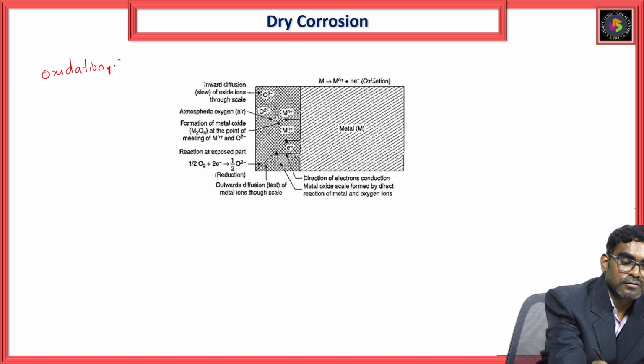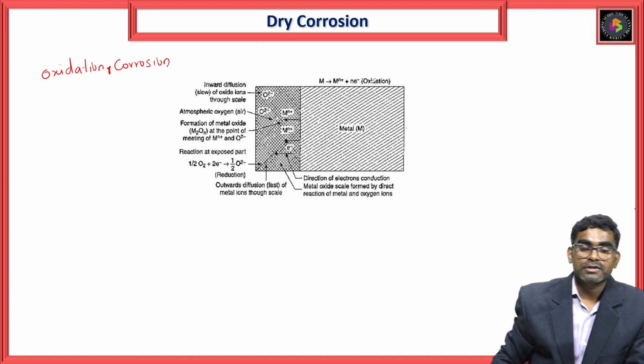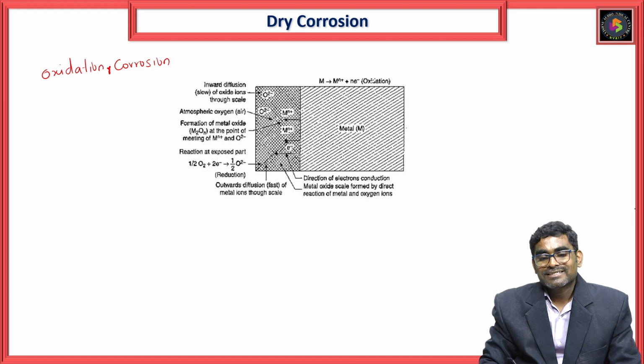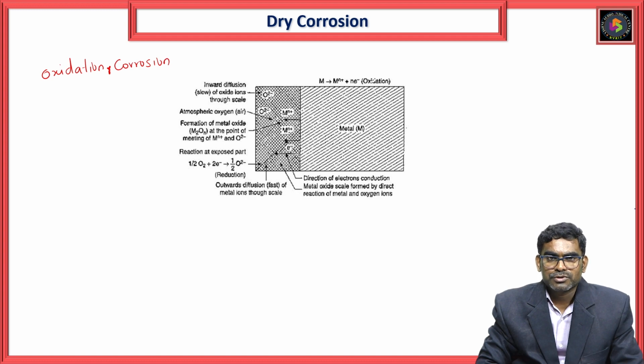Dry corrosion is also called oxidation corrosion. Why are we calling dry corrosion oxidation corrosion? Because here the mechanism involved is simple oxidation. Oxidation is going to take place on the surface of the metal. That is the reason this dry corrosion is called oxidation corrosion.